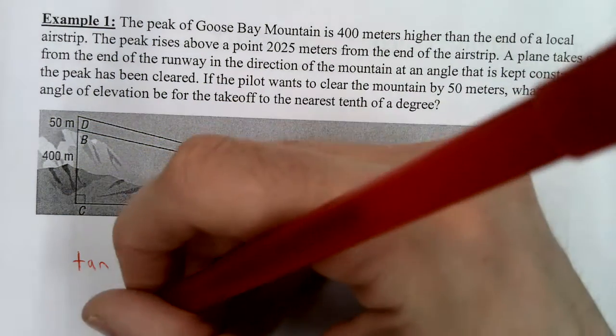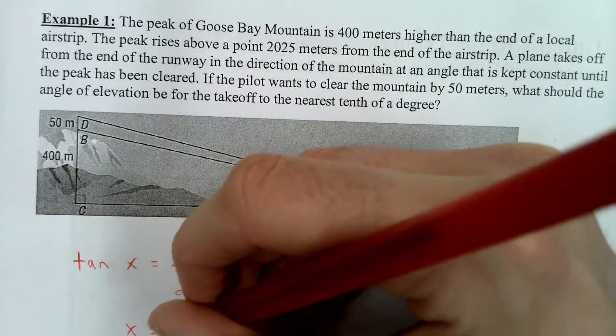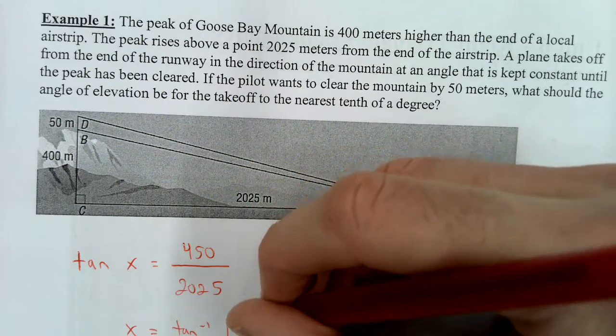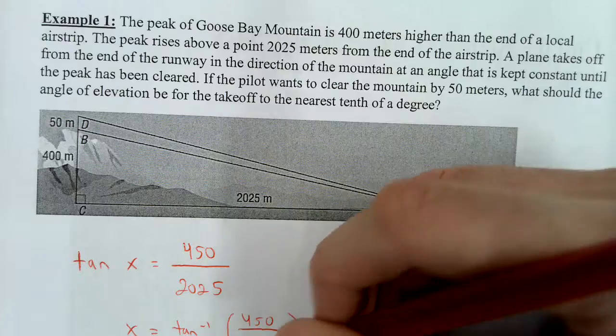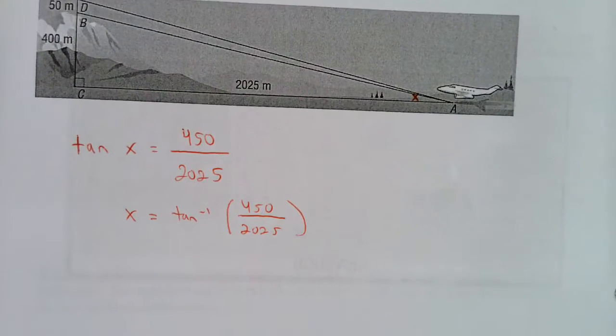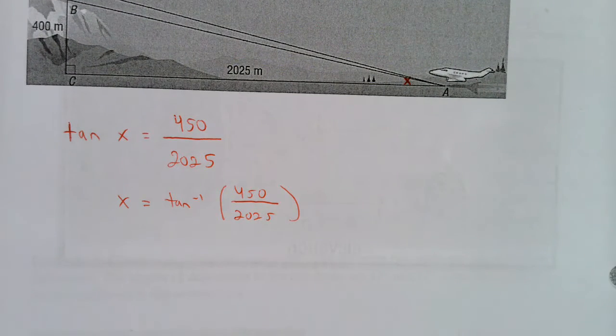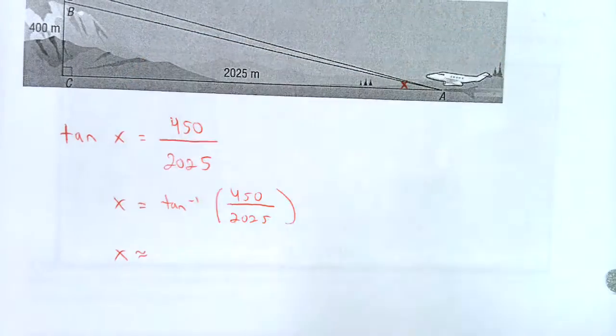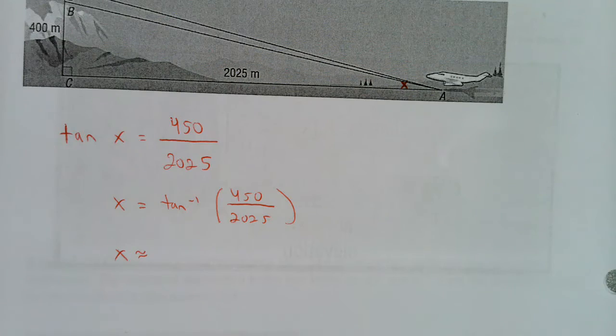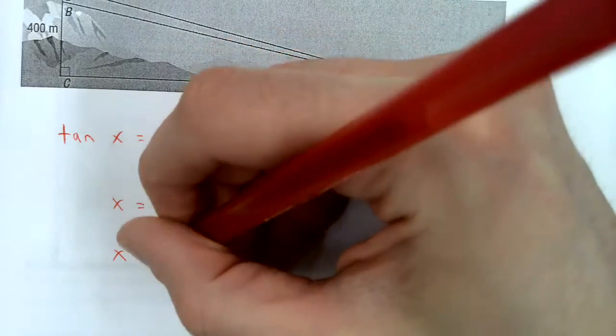So that means x is going to equal tangent inverse. Because you're solving for the angle, that means you're going to use the inverse. 450 divided by 2,025. Go ahead and type that in your calculator. It says nearest tenth of a degree. So I'm going to say x is approximately 12.5288. So I'll say approximately 12.5.